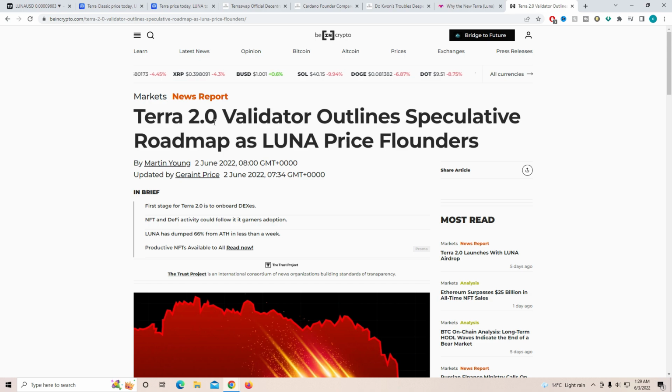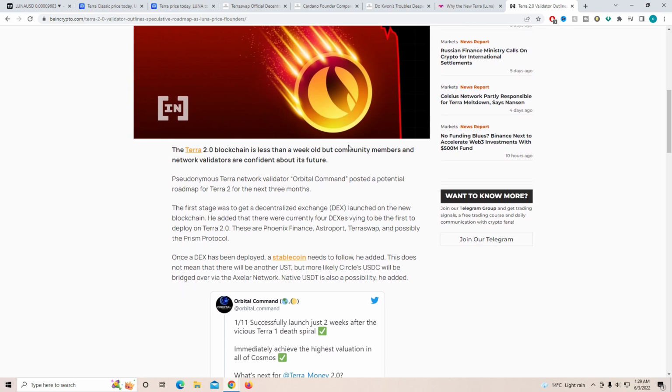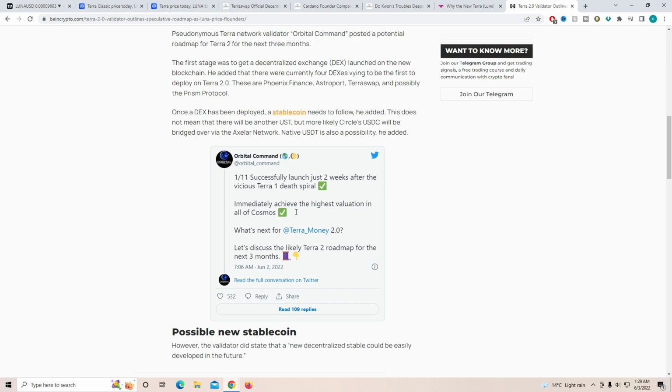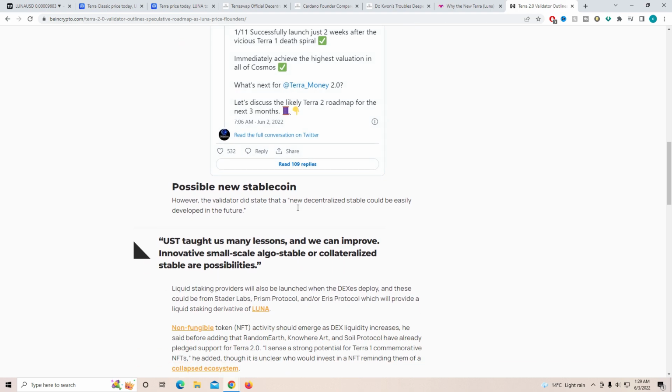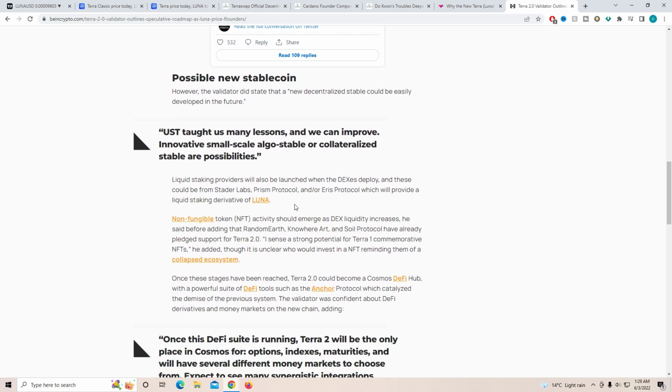And finally, Terra 2.0 validator outlines speculative roadmap as Luna price floats. Now, this is a speculative roadmap, but they are starting to look like they have some good value and how they're going to be adding more value into the blockchain over time. First of all, releasing the swap was one of the major ones because now people will be able to build on Terra 2.0. But other than that, there are a lot of roadmaps they're looking into, but at the same time, I do want to wait a little bit before I make up my mind on whether I like Terra 2.0 or not, because it is just a little sketchy in terms of what Kwon has done with Terra Classic. That's why I'm just a little concerned.